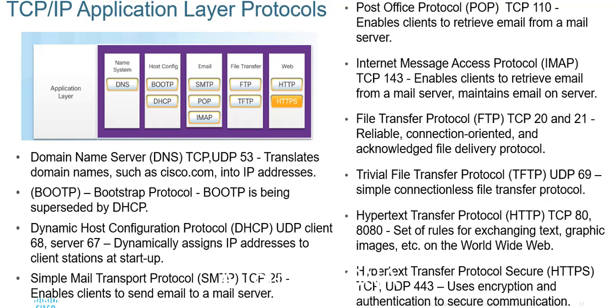System, we have host configuration, we have emails, we have file transfer, and we have web. So we're going to talk about each of these. For the DNS, it stands for domain name server, and this domain name server is either a TCP or a UDP that uses port number 53, and what it does is that it is used to map or translate a name to an IP, or from an IP to a name.